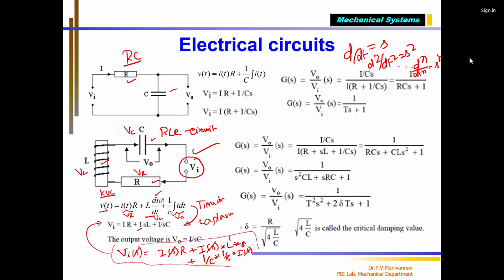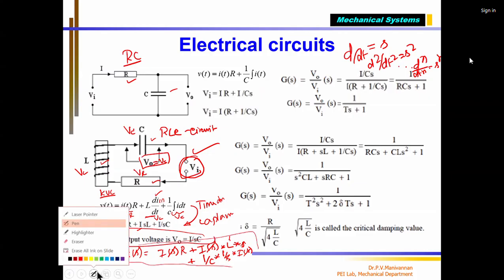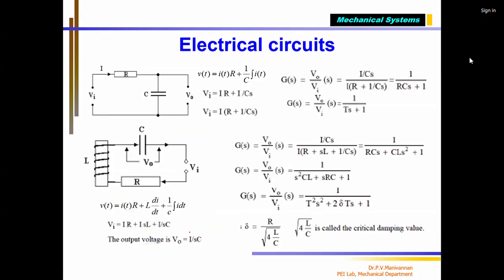Now again in this equation also, my output is the voltage across the capacitor VC. This VC is nothing but my output, and the input is VI. So that is what is mentioned here. That is what I wanted to find out. When I vary the input voltage, what will happen to my output? I wanted to find out. So from this equation, I can find the transfer function.